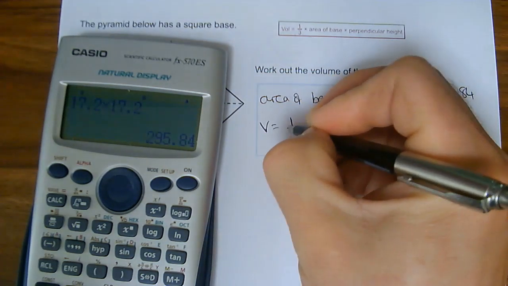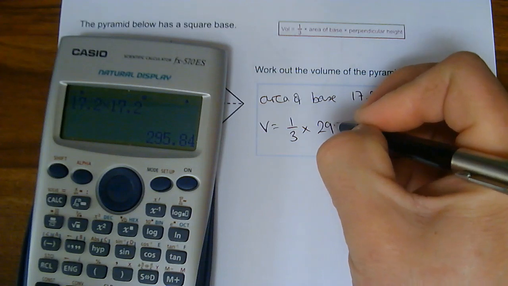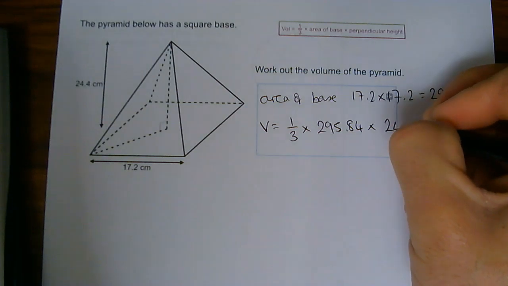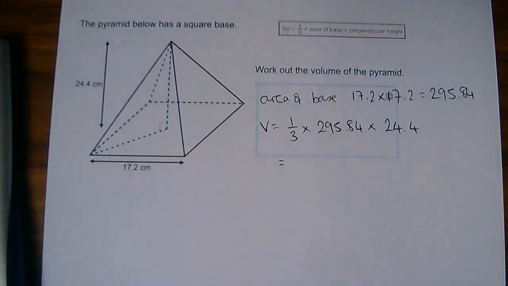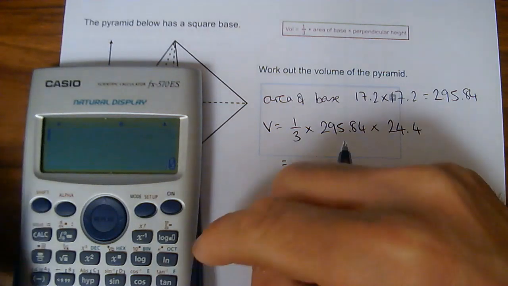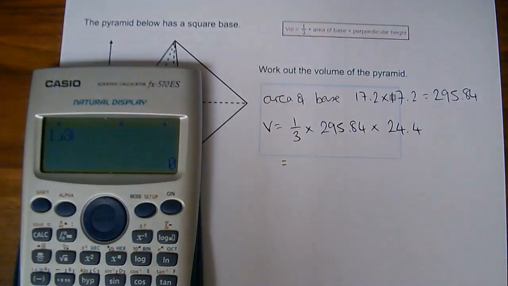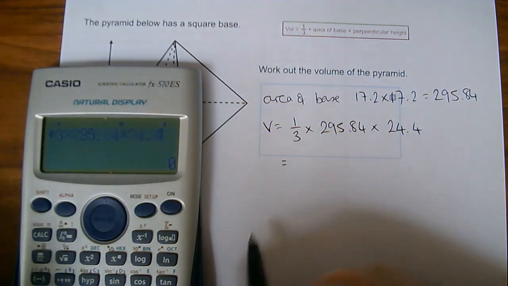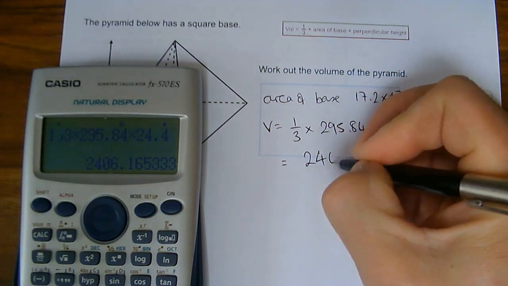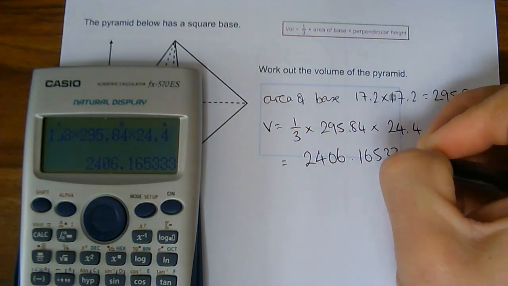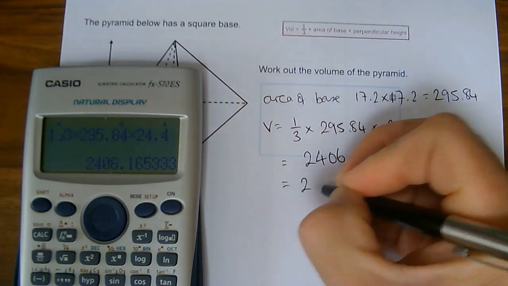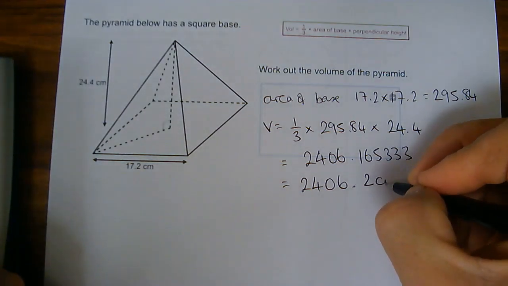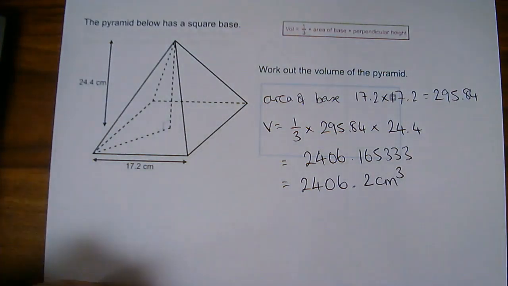So then my volume is 1/3 times by 295.84 times by the height of my shape, 24.4. Now putting this in your calculator, you can either do 0.333333, or you can use the fraction button. So 1/3 times 295.84 times 24.4 gives us an answer of 2406.165333. Okay, if we want to round that to 1 decimal place, 2406.2, and all my units are in centimetres, so it's centimetres cubed.